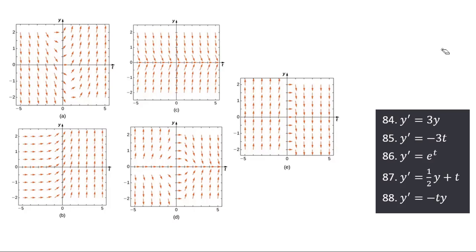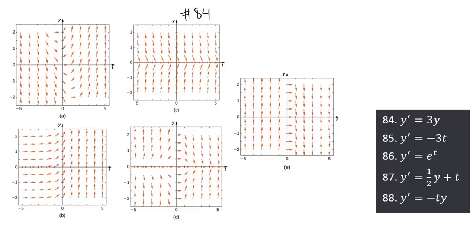For example, number 84 is y prime equals 3y. There is no dependency on x, so as we move along in the x direction, the slope should not be changing. Do we see one with that property? It's choice C, right? As we move along in the x direction, the slopes aren't changing. So this one will be number 84.